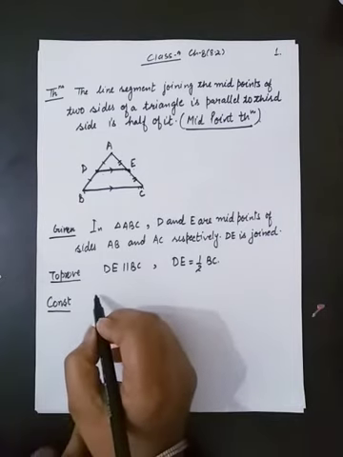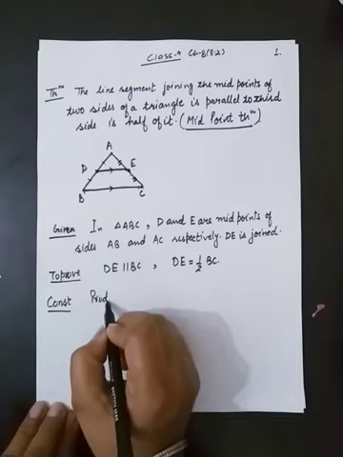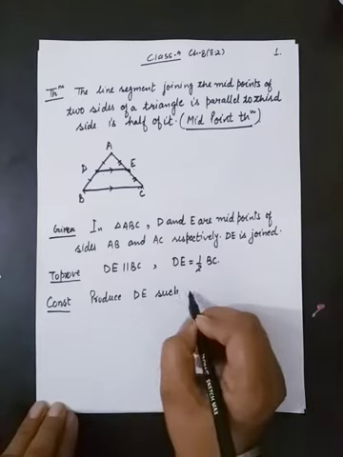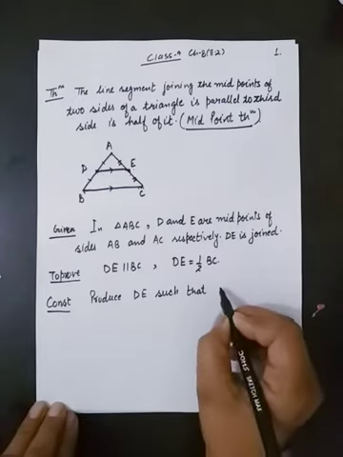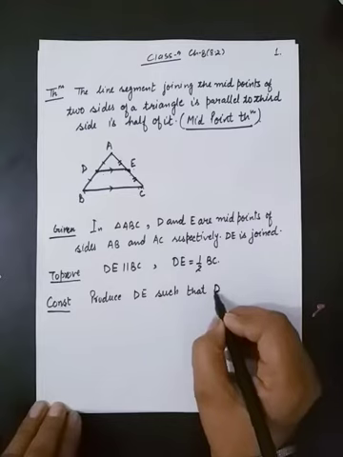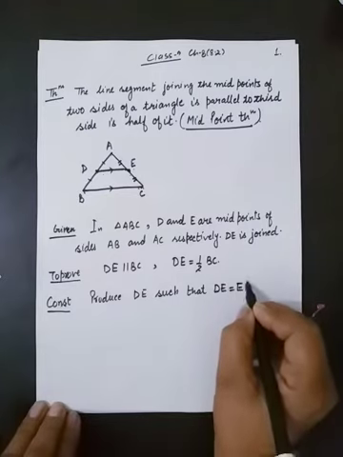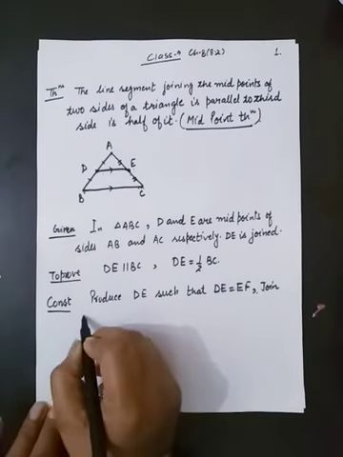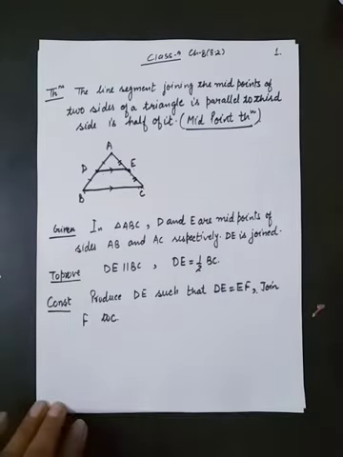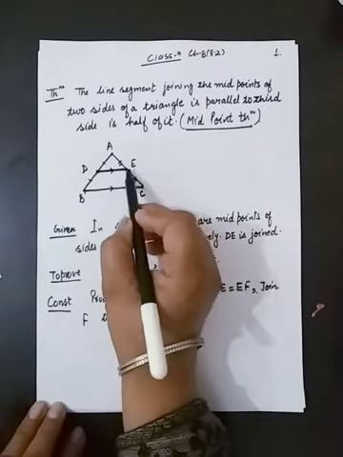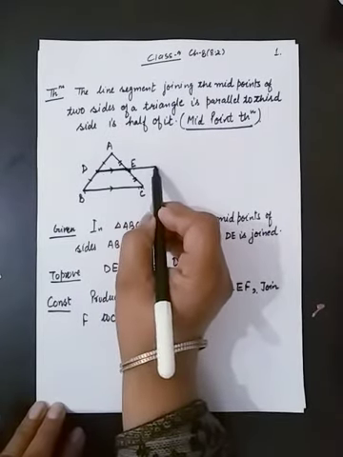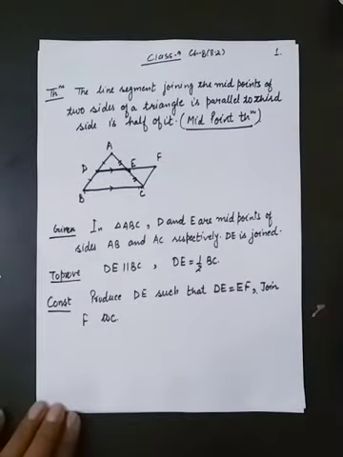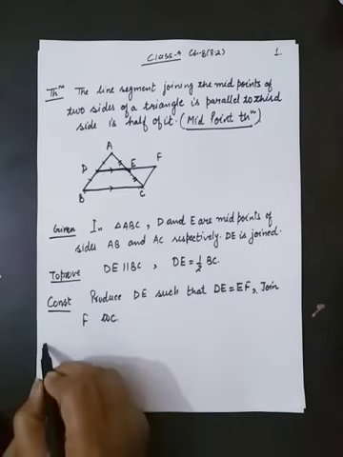So what we have to do: produce DE such that DE is equal to EF, and join F to C. Let us produce DE to EF, and F and C we have to join. Let us start the proof.